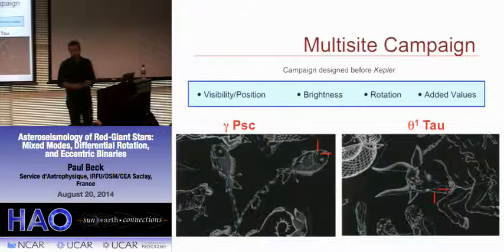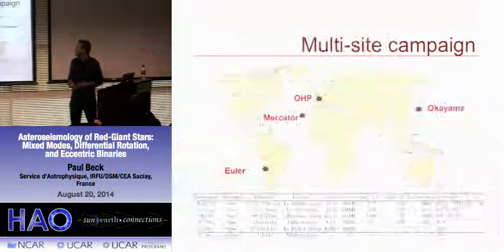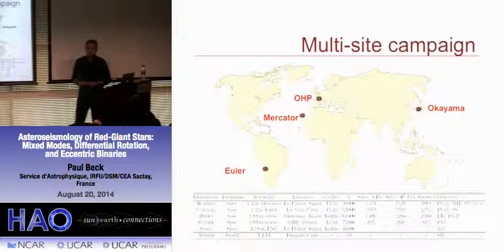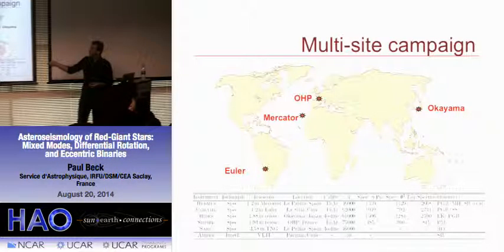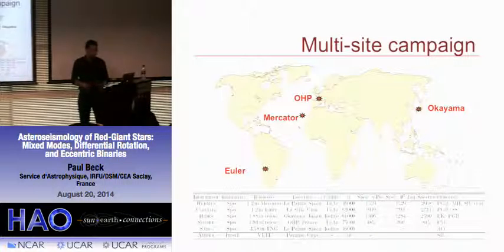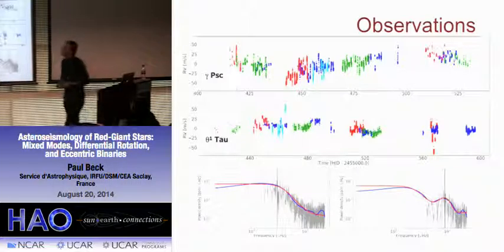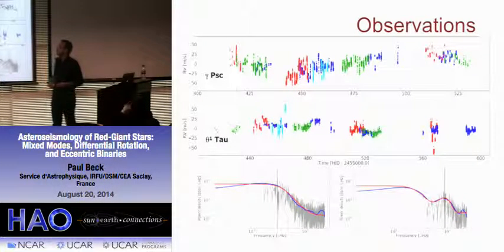It is a red giant in the Hyades, and it's a red giant in a binary. So we have a lot of parameters well constrained just by the membership in the Hyades and also information from the binarity. The campaign utilized five different telescopes: the OHP in France, then the Mercator telescope again on La Palma, and also the Euler telescope in Chile. On top of that, Okayama was one of the main contributors to the data. We also obtained interferometry with the VLT on Gamma Piscium because Theta 1 Tau was already reported in the literature.